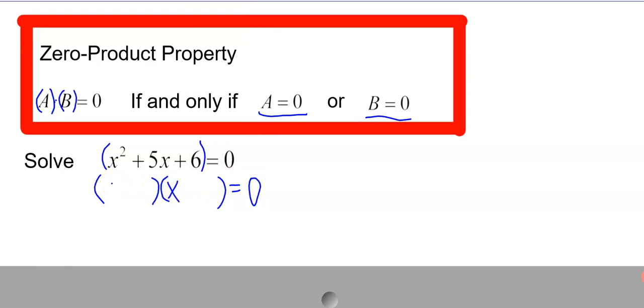So I start with my shell, x and x, factors of 6 that add to 5. 6 and 1, if they're both positive, I know these are both positive, plus and plus. So 6 and 1 don't add up to 5. But 2 and 3 do work, right?